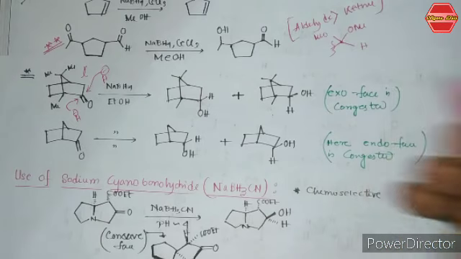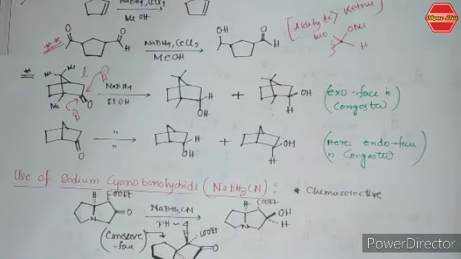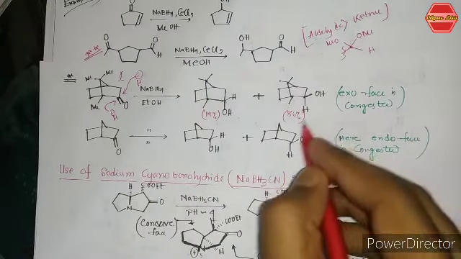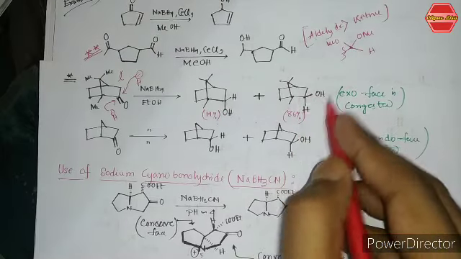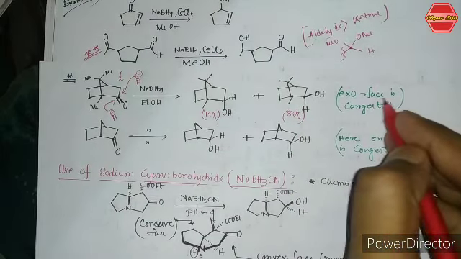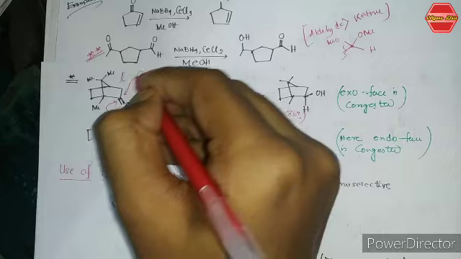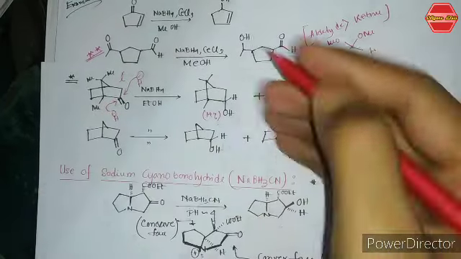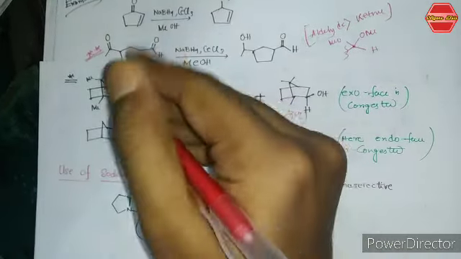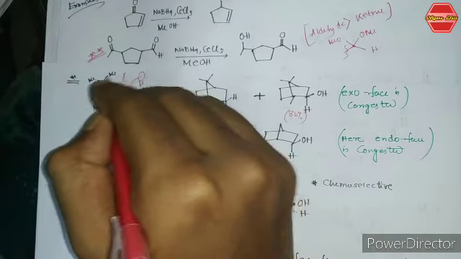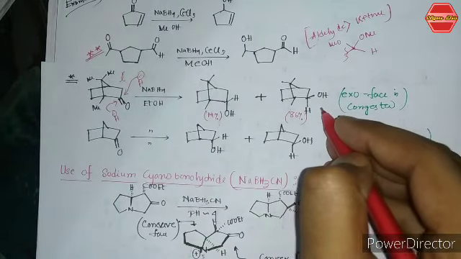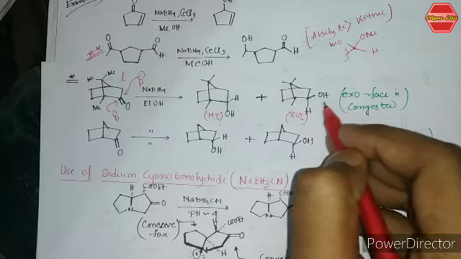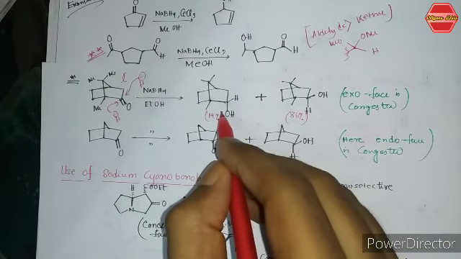So this product increases and is your major product, just because the exo face is congested. This face is called the exo face, and this is your endo face. This exo face is slightly congested because of this 2-methyl group. So you get this product in major amount, and this is your minor amount, that is 14%.